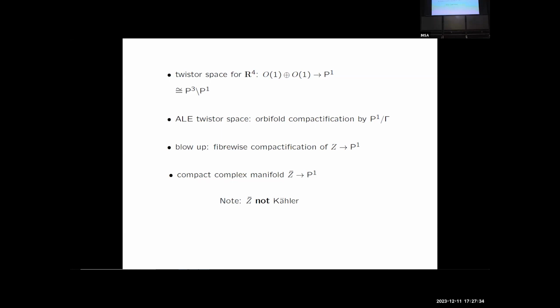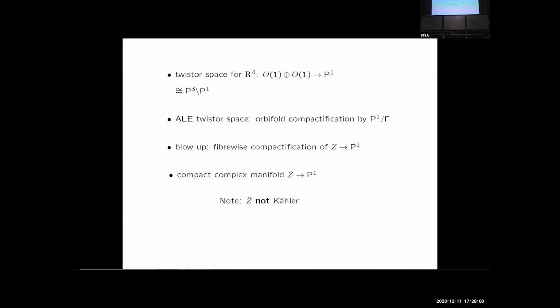So you can blow up these orbifold singularities, and you can do that all the way along, and you get a fiber-wise compactification of this twistor space here. So what you get is actually a compact manifold. So it's Z bar there, which fibers over P1. It's not K. The reason for that, you'll see a consequence of that.